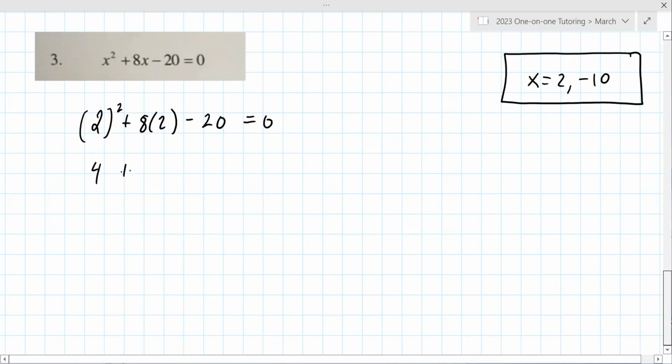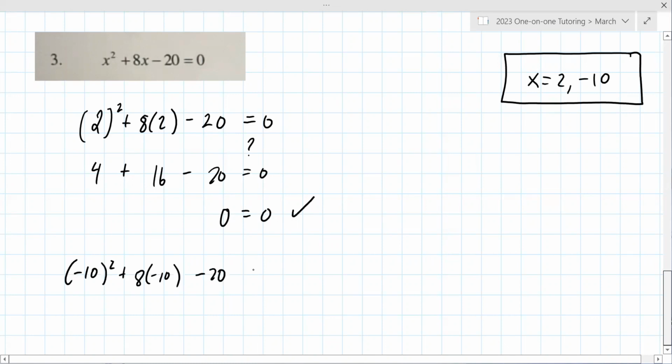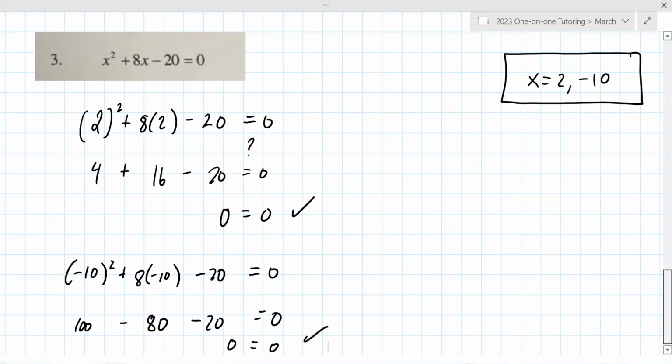So that would be 4 plus 16 minus 20. And it's a question: does this equal 0? Is 4 plus 16 minus 20 equal to 0? Yes, it does. Then we can do the same thing for the other one: -10 squared plus 8 times -10 minus 20 equals 0. 100 minus 80 minus 20, does that equal 0? And it does. Now, you don't need to check these, but this is a way to know if your answers are correct.